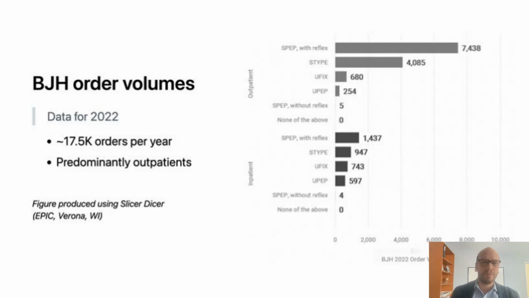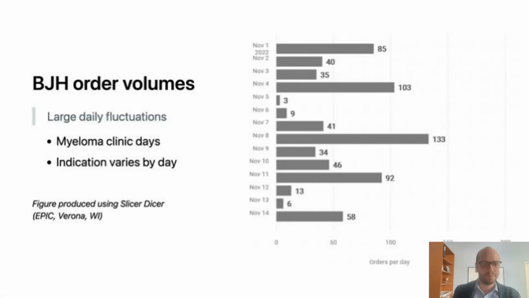Looking at our order volumes for 2022, we are a high volume testing center. We received approximately 17,500 orders for these tests in 2022. Most of these are coming from the outpatient setting, with a much smaller set coming from inpatients. Predominantly, clinicians are utilizing our preferred order, which is the SPEP with reflex versus the standalone SPEP and immunotyping orders.